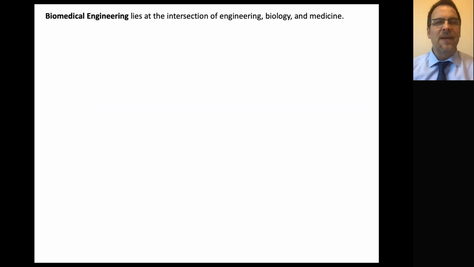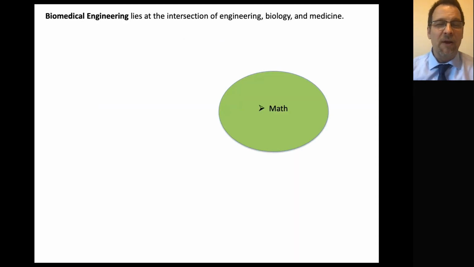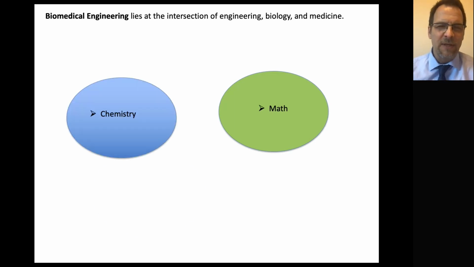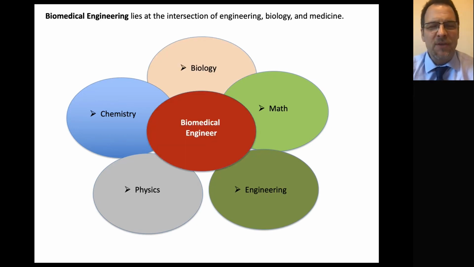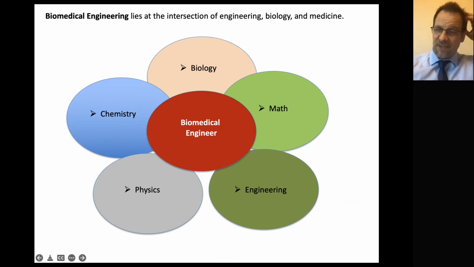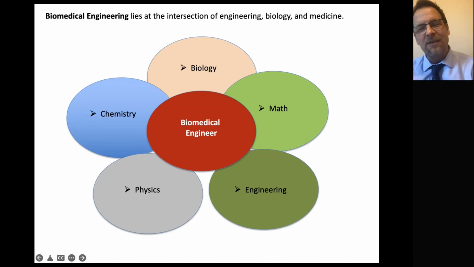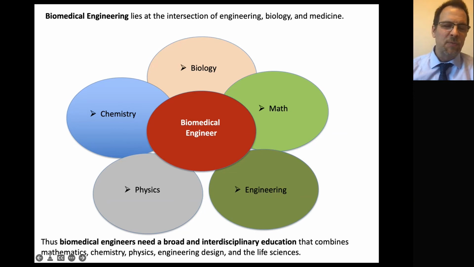And so with that said, how are you able to go into many different fields? Well, if you think about it, biomedical engineering lies at the intersection of engineering, biology, and medicine. And so you're going to take courses in biology, mathematics courses such as calculus, physics courses, some chemistry courses, as well as engineering courses. And so because of this, biomedical engineers probably have the most broad and interdisciplinary education of any engineering discipline.